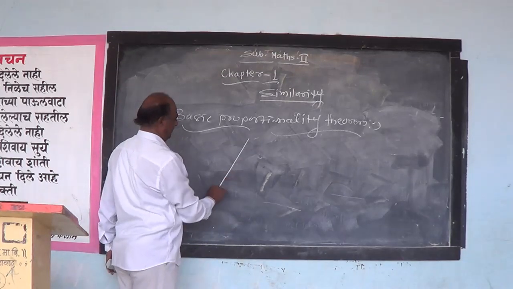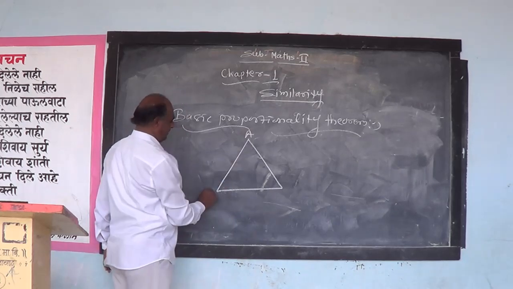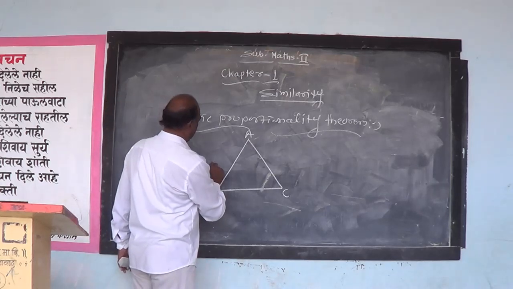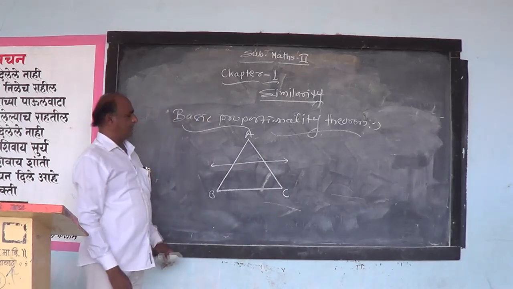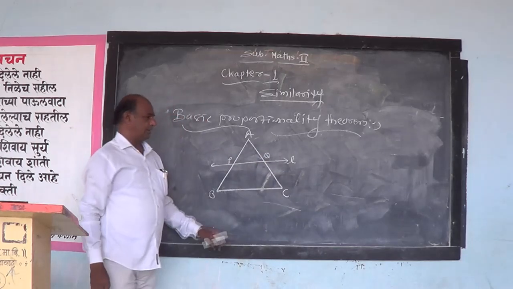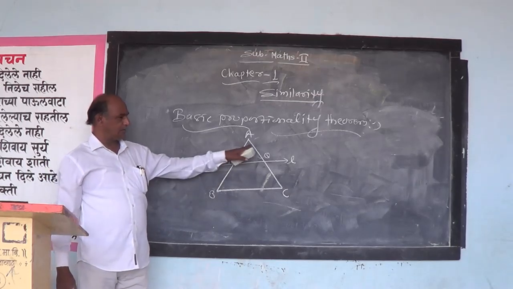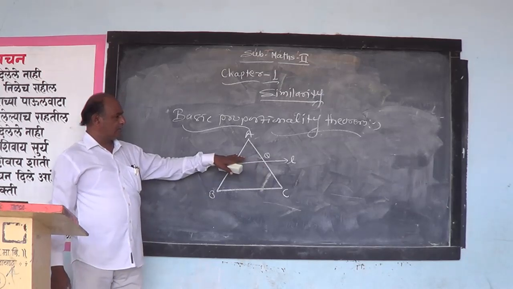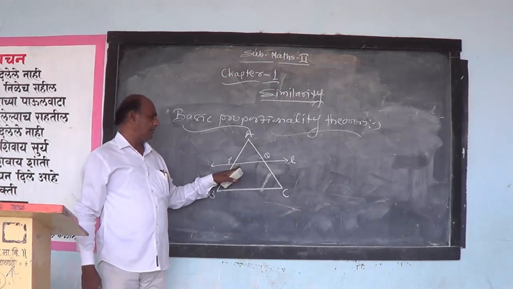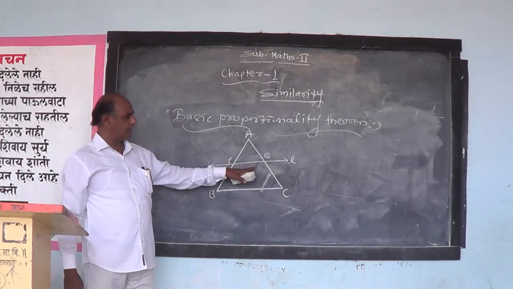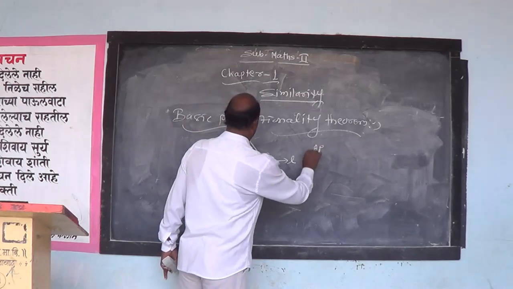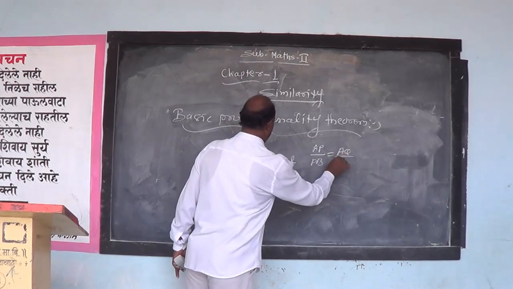Suppose we are given a triangle ABC, and one line is present in the plane where triangle ABC lies. Suppose this line L intersects side AB and side AC in points P and Q. Suppose line L is parallel to side BC, and this line divides the other two sides at distinct points. Then we get a new relation: AP upon PB is equal to AQ upon QC.